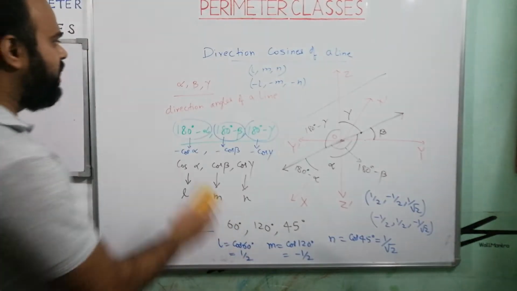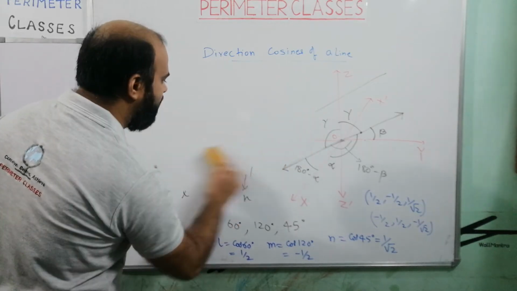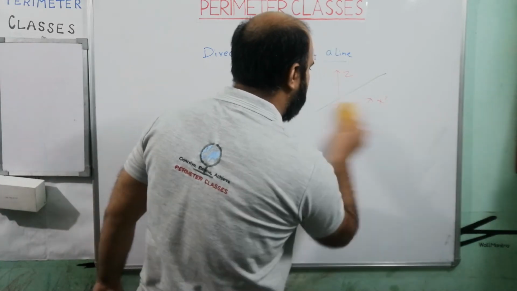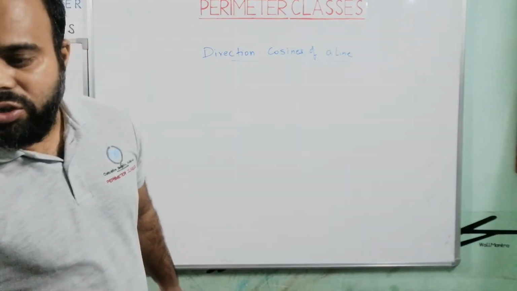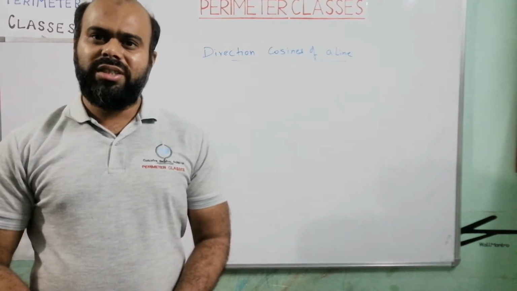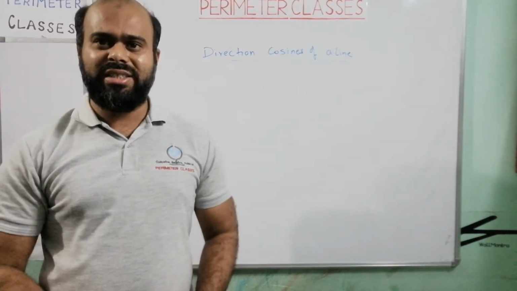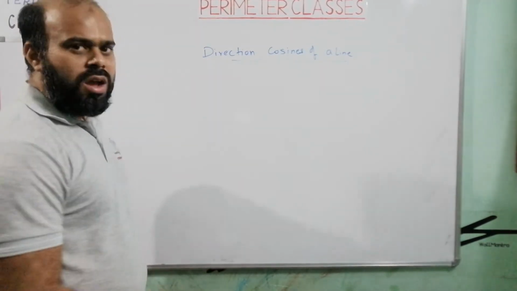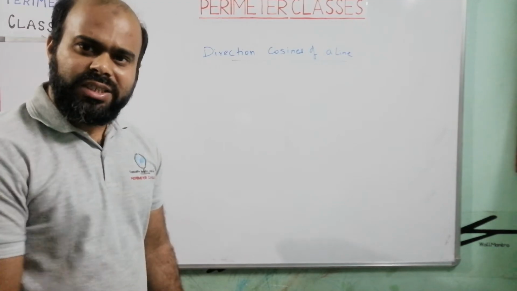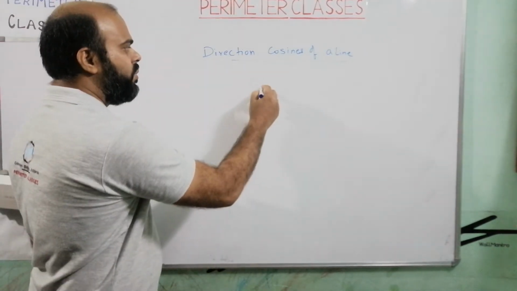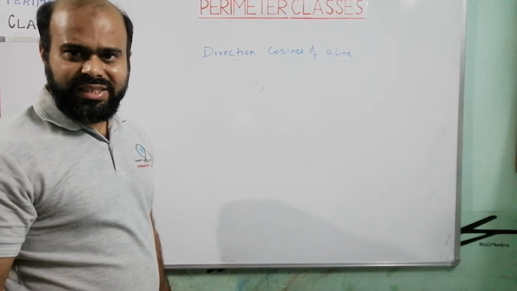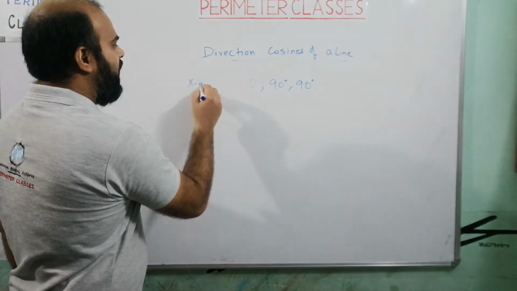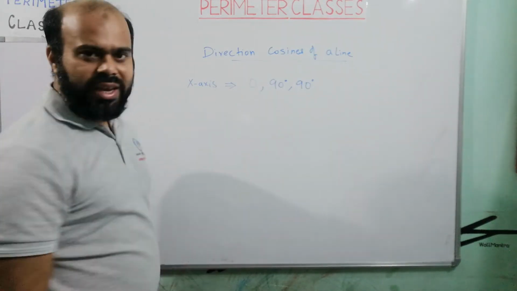Now if I talk about direction cosines of axis, we have x-axis, y-axis, and z-axis. These are actually also lines. So what about these lines? Do they also have direction cosines? Yes, they do have direction cosines. If you see x-axis, what is the angle which x-axis makes with itself? That is 0 angle. What is the angle which it makes with the y and z axis? That is 90 degree. So these are the direction angles of x-axis.